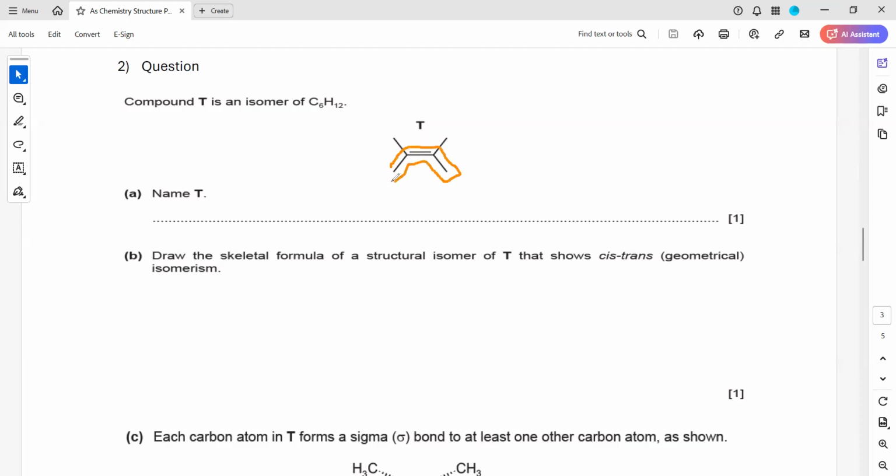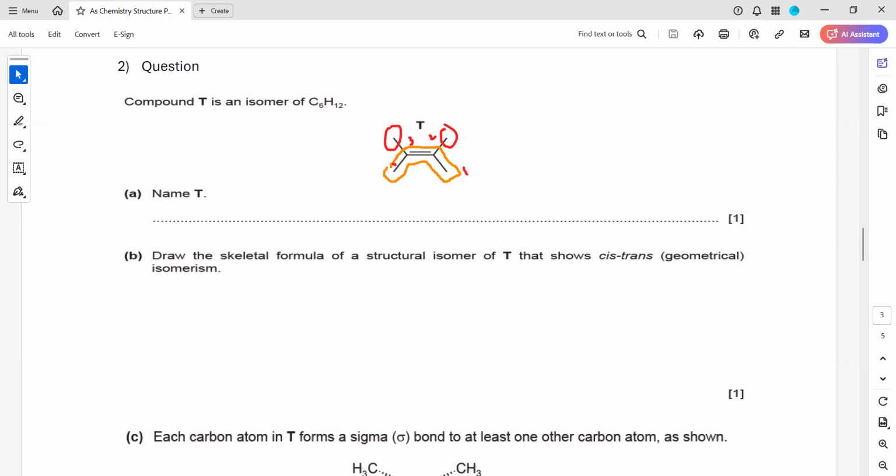Okay. Then the numbering should start from the nearest double bond. So if I count from here, I will have 1, 2, 3, 4. And if I count from the other side, I will have 1, 2, 3, 4. So both ways, the double bond is coming at second. So I can say 1, 2, 3, 4. So these two which are not in my main chain, we call them branches. So each branch contains one carbon. So it means these are the methyl branches.